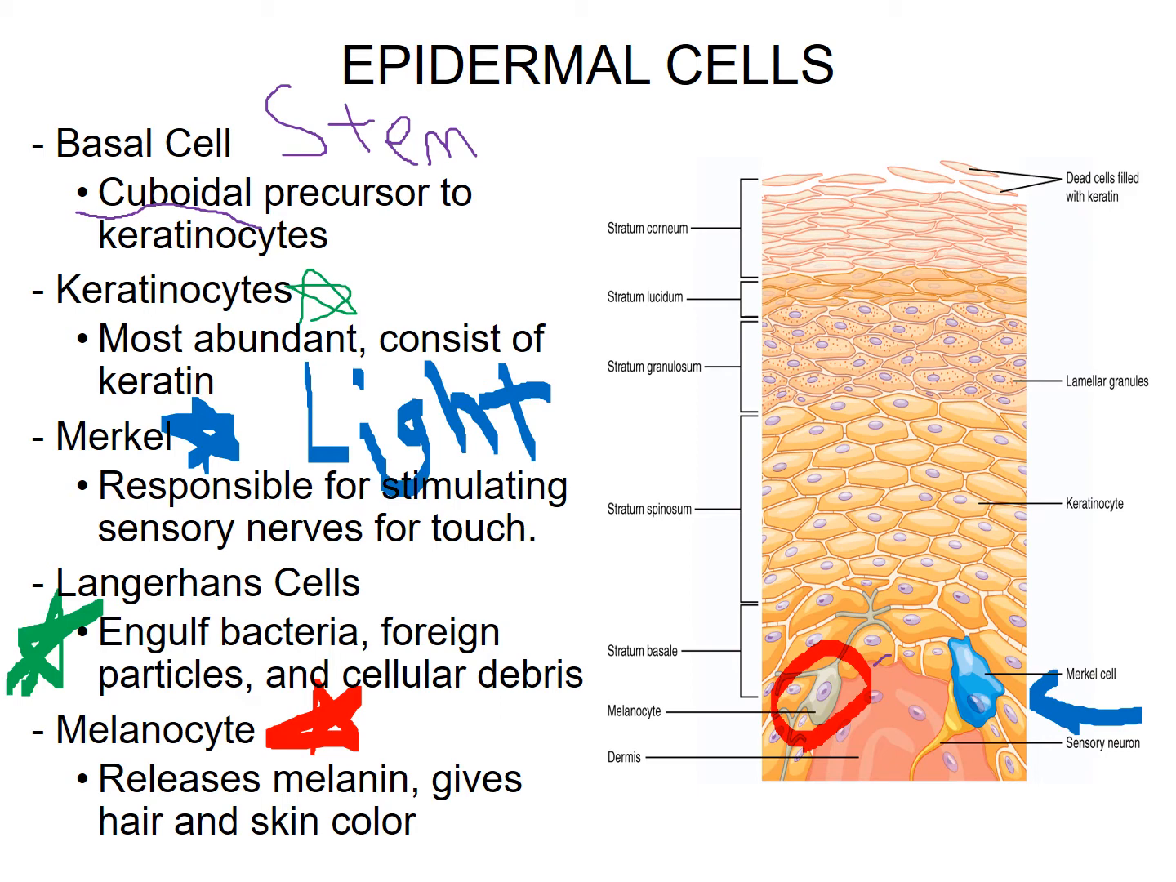Now, one more thing I forgot to mention is the melanocytes. How do those protect you, right? The basal cells protect you because they make new cells. Keratinocytes protect you because they're tough. Merkel cells let your brain know what's going on. Langerhans eats things. How do melanocytes protect you? Well, the more melanin you have, the darker your skin, the darker your eyes, the more protected you are from the harmful UV radiation of the sun, right?